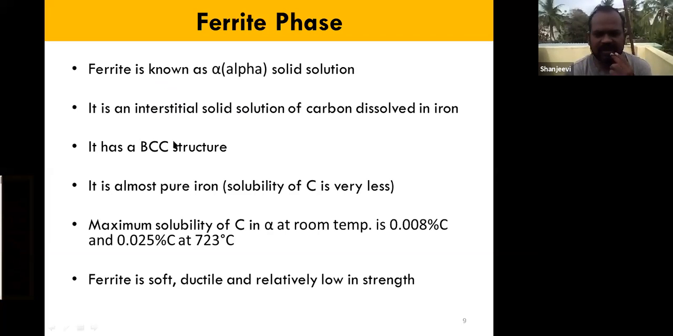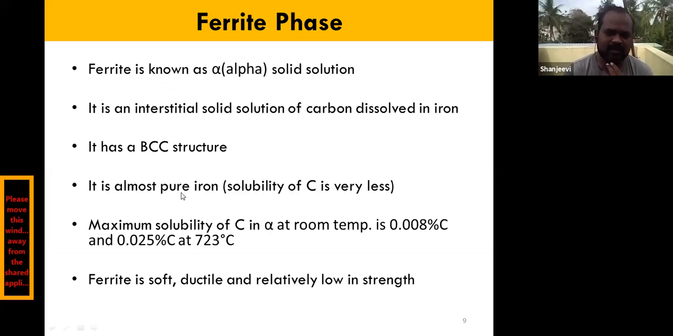Now, ferrite, that is delta ferrite, is a body-centered cubic structure. Body-centered cubic means it is a soft material. It is not a hard material. And it is almost pure iron because the carbon content is very, very low. I will show the iron carbon diagram. Then I will come back to this word.